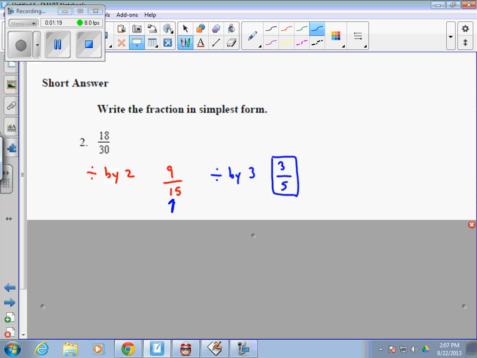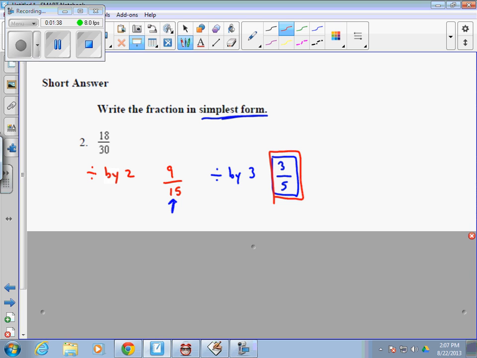This is not quite the correct answer, though, because it could be simplified a little farther. Notice it says write it in simplest form. So as you look at 9 over 15, you notice the number 3 goes into both of them. If you divide each of those numbers by 3, you'll finally get to the correct answer, which is 3 over 5. And there is no number that goes into both 3 and 5.